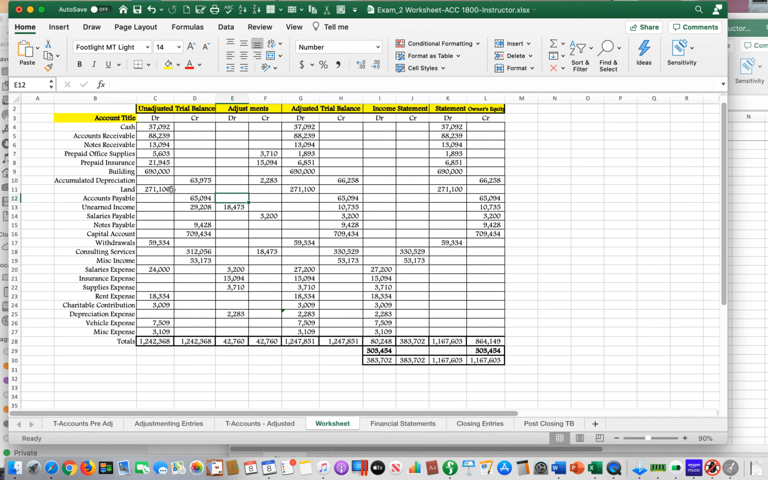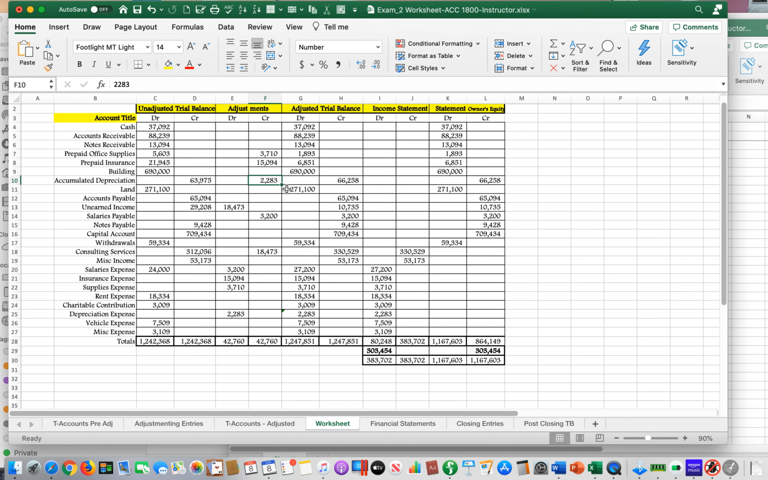Let's take a look here at accumulated depreciation. It's a credit here and a credit there. A credit and a credit, you add, becomes another credit. So $63,975 plus $2,283 is a credit also of $66,258. A credit and a credit equals a credit. A debit and a debit equals a debit, right? As you'll see a little later.